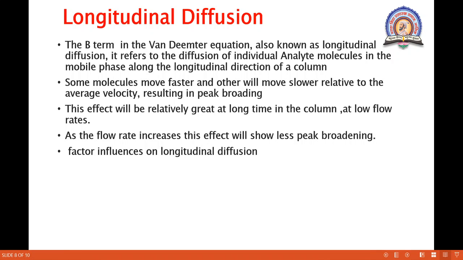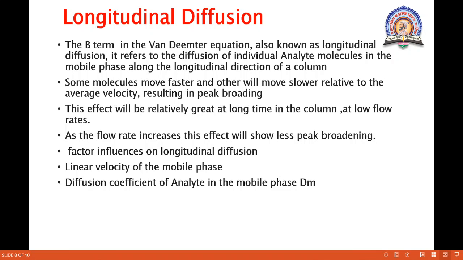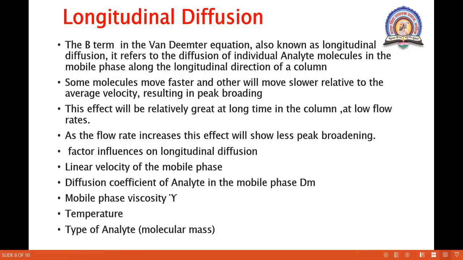Okay. Factors affecting the longitudinal diffusion are the linear velocity of the mobile phase, the diffusion coefficient of the analyte in the mobile phase, that is Dm, and the mobile phase velocity. Also the temperature affects the longitudinal diffusion, and the type of analyte. Okay, so these factors are affecting the longitudinal diffusion.